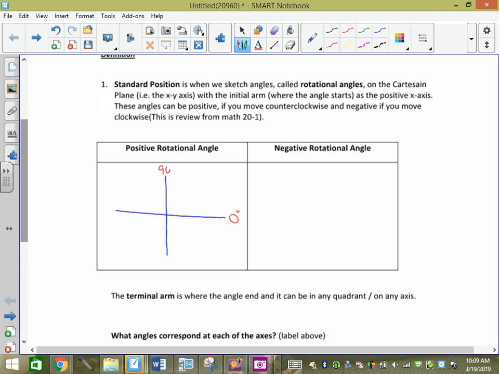Then this would be 90 degrees because it would make that little box. 180 degrees, 270 degrees, 360 degrees. And then it could keep going, couldn't it? I could have 450, 540, and it just could keep going on forever, right? They keep going around and around and around.